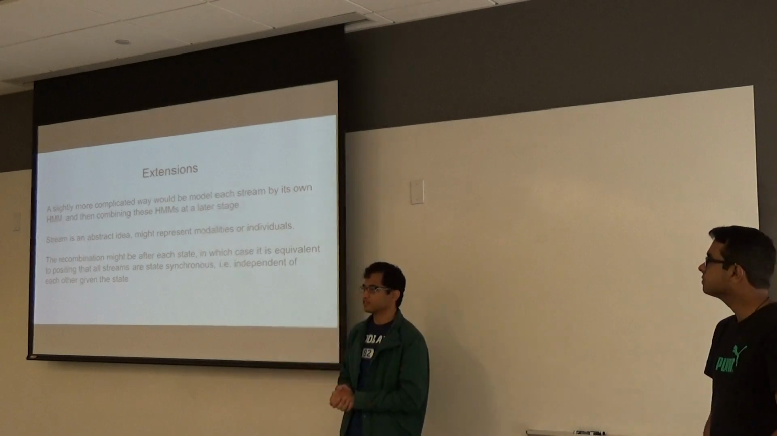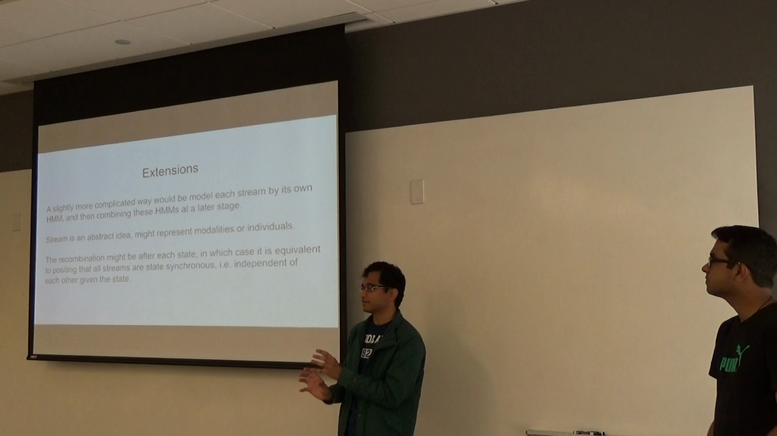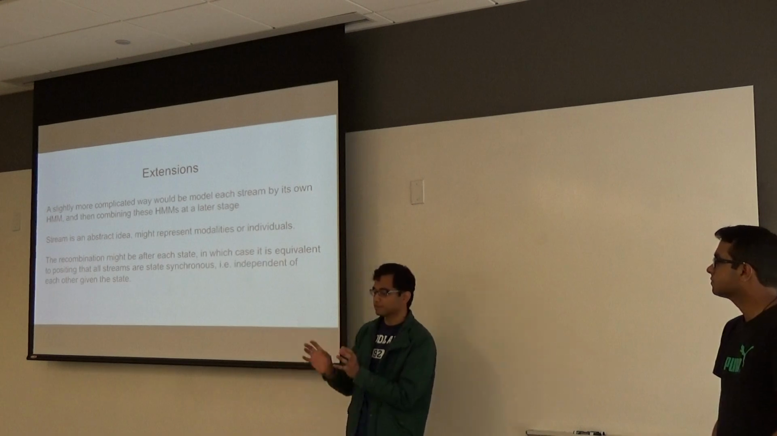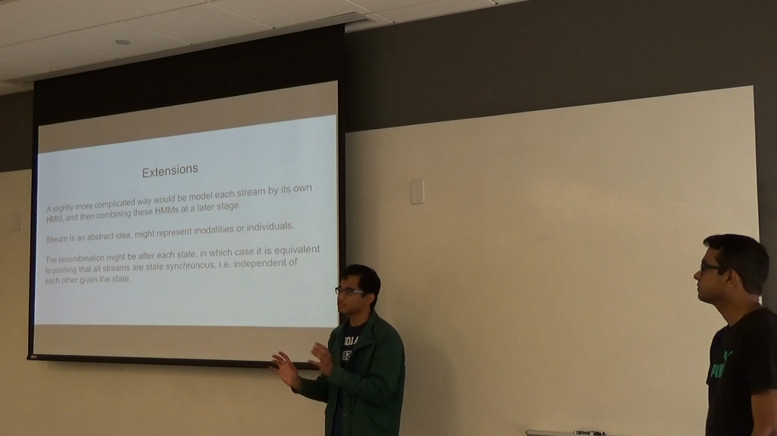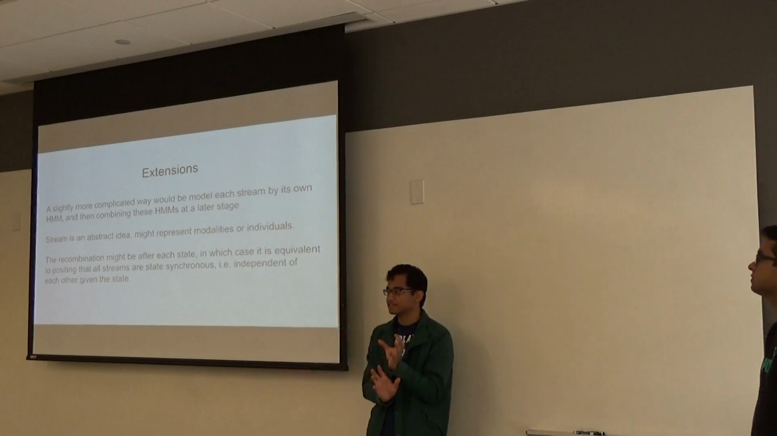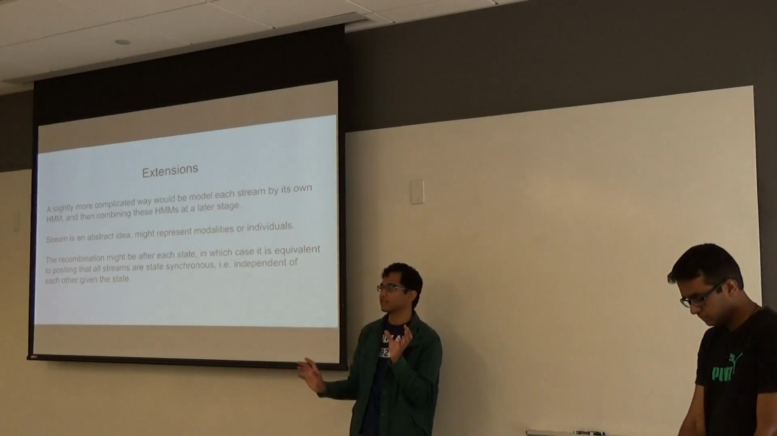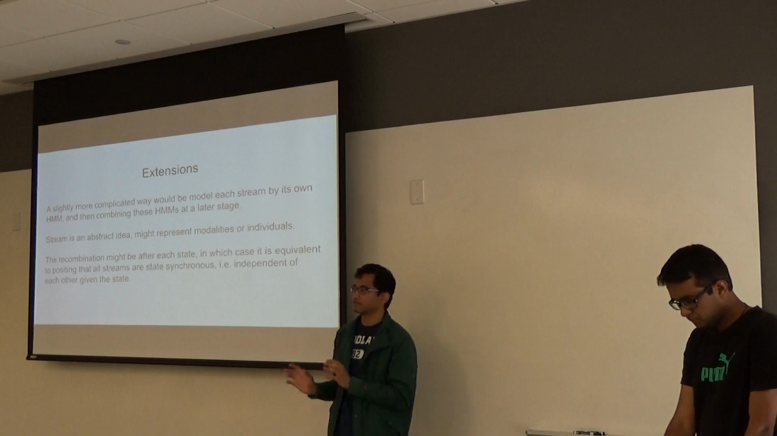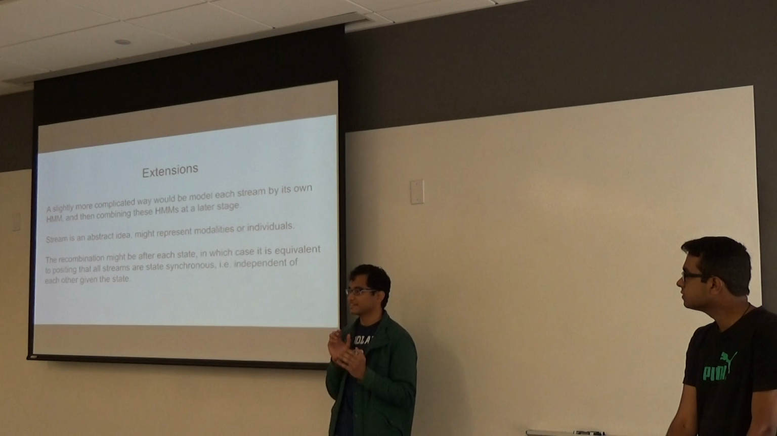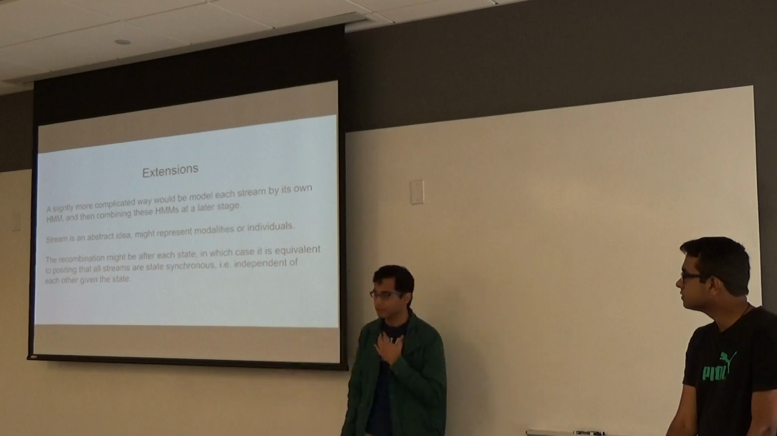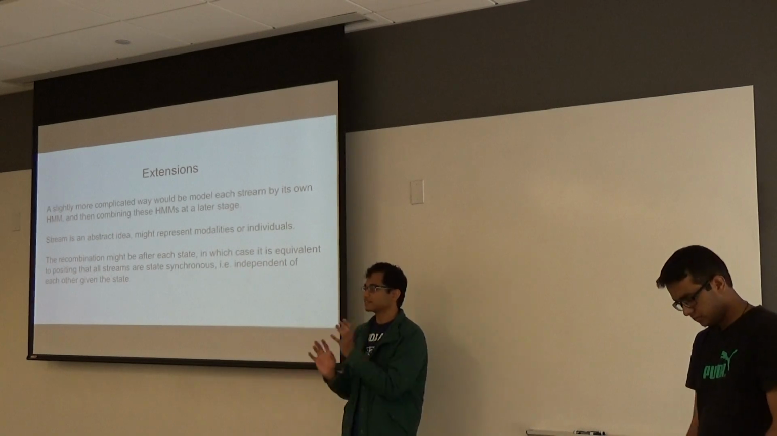There are two ways. One way, as I mentioned before, is that you have a state variable. You have these different state transitions, and you're modeling these states, and maybe you can recombine them after each state in the final HMM. In that case, it would be state synchronous.